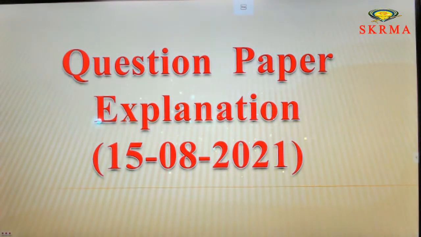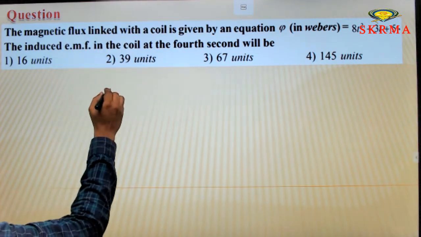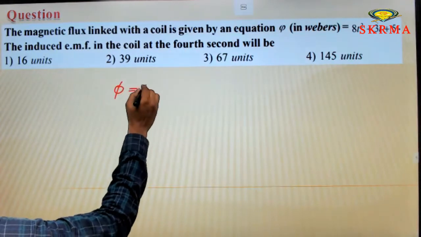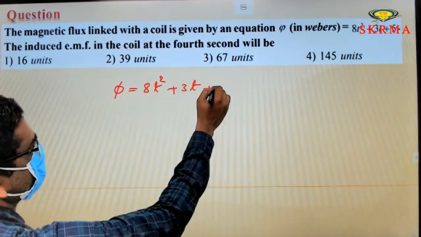In this video, we are going to discuss a physics question paper explanation. First one, go through the first question once. A magnetic flux linked with the coil is given by the equation phi equal to 8t square plus 3t plus 5. So here phi is given as 8t square plus 3t plus 5.